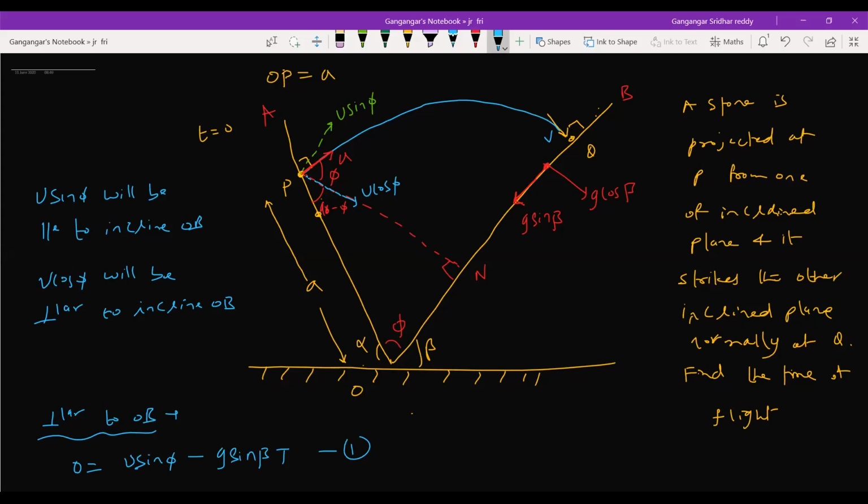Try to see that. Why will the initial velocity U sine phi decrease? Because of retardation g sine beta. V equal to U minus at formula I'm applying. So when it strikes the inclined plane OB, it will strike normally at Q. So therefore, what happened to the component along OB? It decreases, becomes 0. Okay, there's one equation.